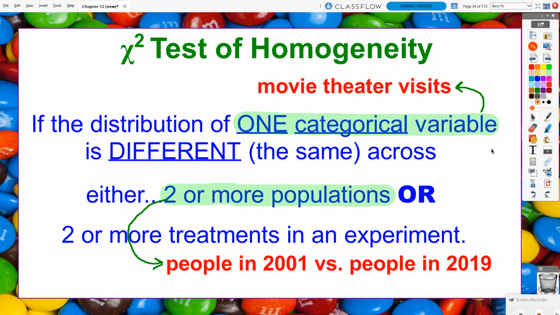So in our test of homogeneity, what is our one categorical variable we're exploring? Well, that would be our movie theater visits. And what are our two or more populations? We're going to be comparing two different years, people in 2001 and people in 2019.